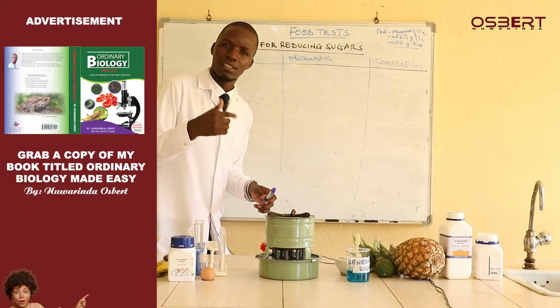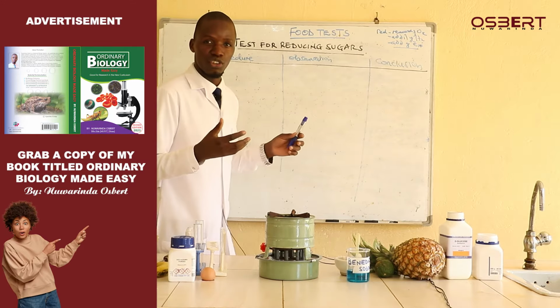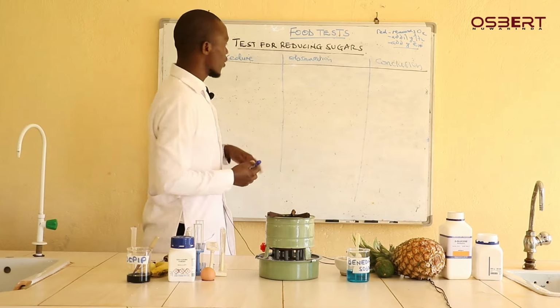I've already told you that when we are testing for reducing sugars, we use Benedict's solution. And I've already told you that the condition is we are supposed to boil. So how is the procedure?